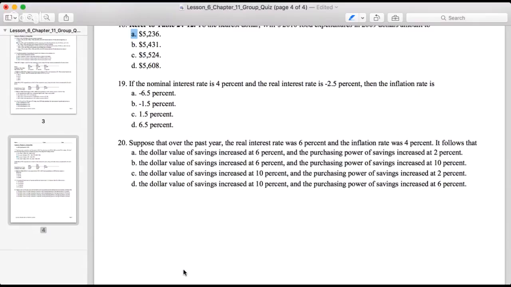I'm doing the math on that one again real quick. The formula is the real interest rate equals the nominal interest rate minus the inflation rate. So we have to find the inflation rate. Oh, I was solving for the real instead of the inflation rate. That's why I was confused.